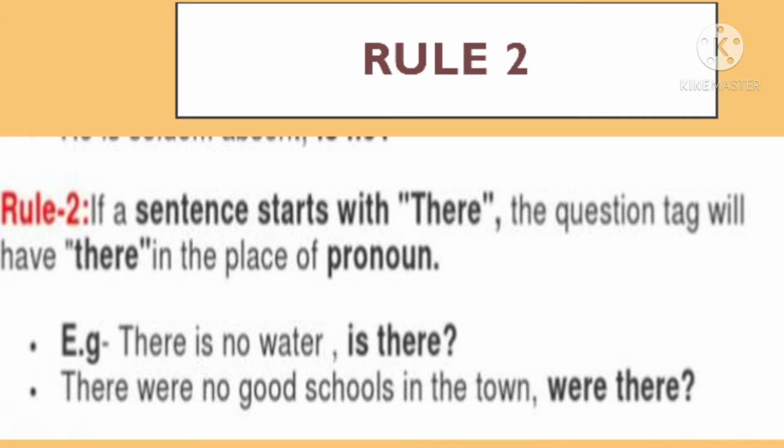See here, there is no water. Is there? Why have I used is here? It is not a positive statement, it is a negative statement. There is no water is a negative statement, so I have used is there, a positive question tag. There were no good schools in the town. This is also a negative statement, so I have used were there. Instead of the subject pronoun, I have used there itself.